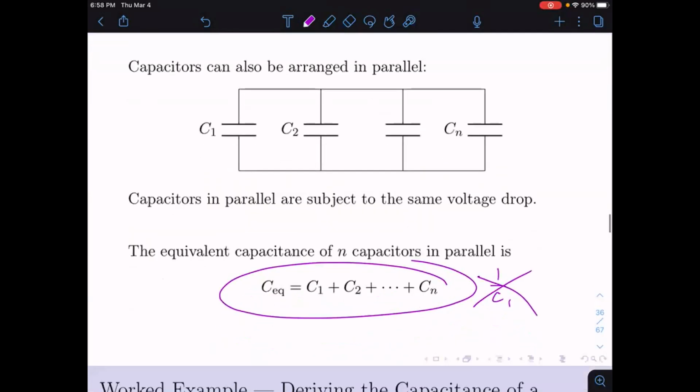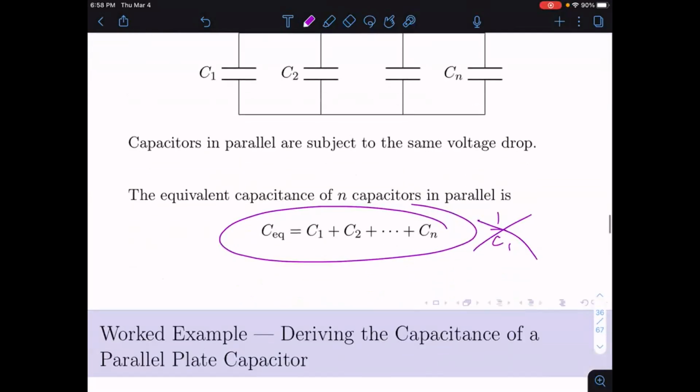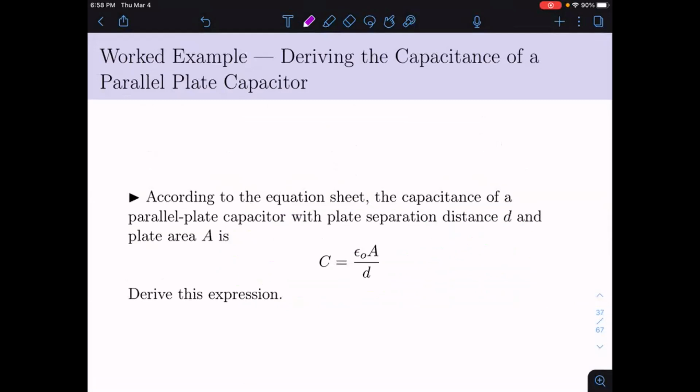Okay, so next, this example is deriving the capacitance of a parallel plate capacitor, as in we're getting to basically how we got to this formula here. It's a good example.